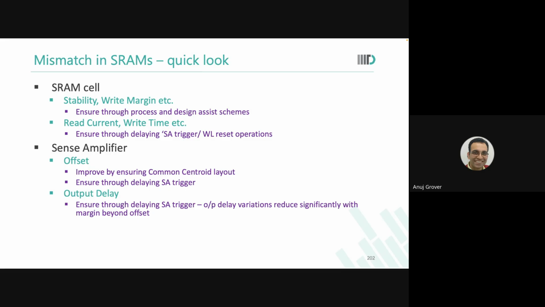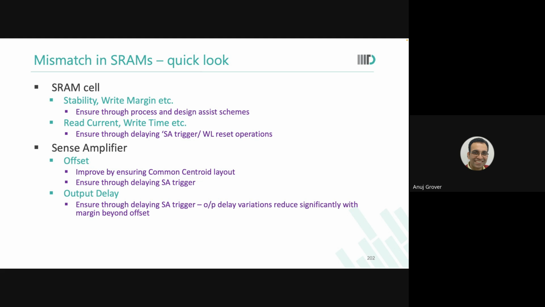So when we look at mismatch, we have to ensure that the figures of merit of the SRAM cell, read margin, write margin, stability, SNM, all those things are statistically plus minus six sigma qualified. Sense amplifier, we have talked about already in much detail.